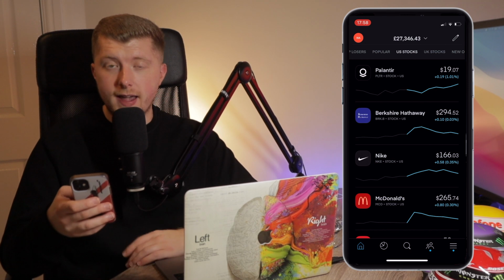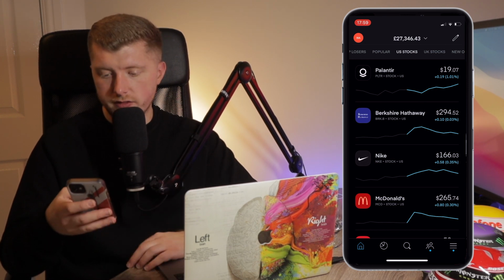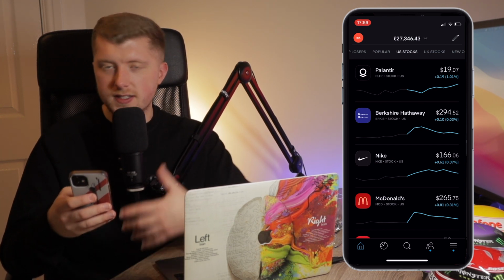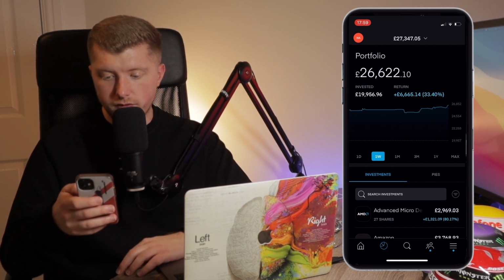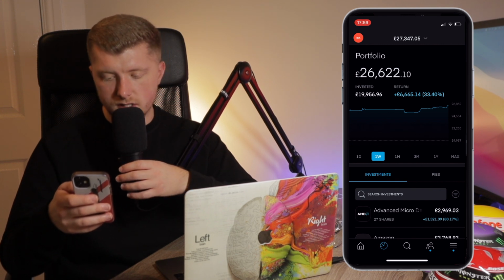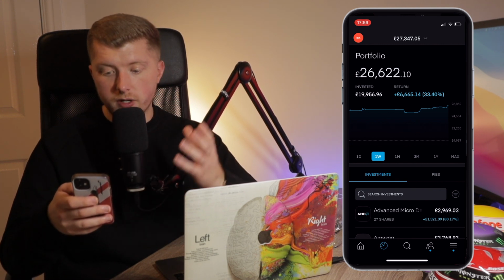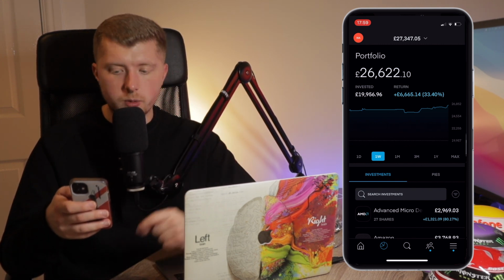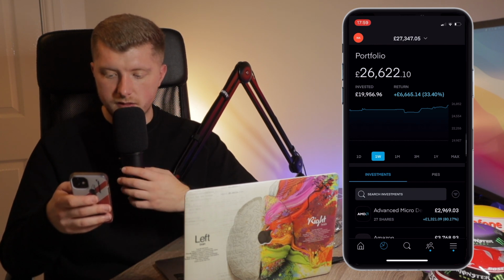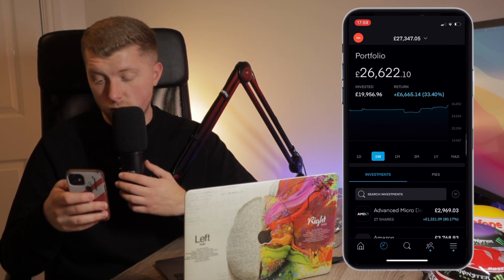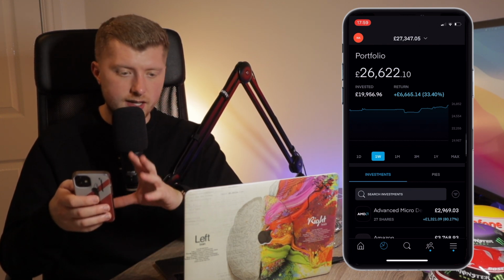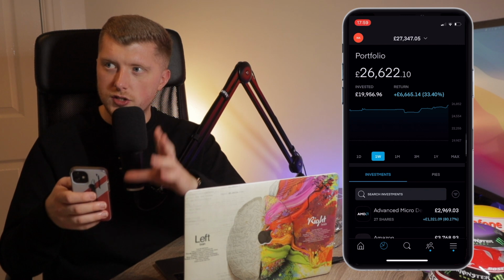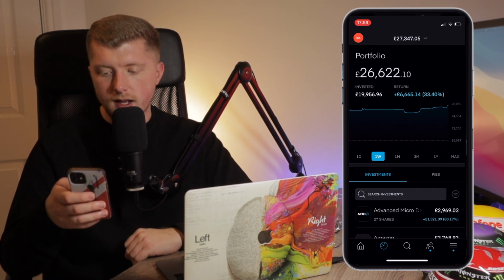So up on screen, guys, this is the Trading 212 mobile app which I'm using. Let's just go through the app in a little bit more detail and all of the functionality behind it. So first up, let me just show you my investment portfolio, which you can see at the top of the screen, a portfolio value of £26,622, of which I've invested just shy of £20,000 with a return on investment of £6,665, the equivalent to 33.4%.